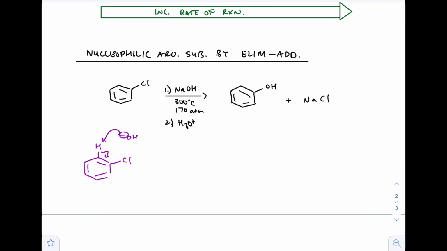But the mechanism is elimination first, right? So we're approaching it like every elimination. You remove that beta hydrogen and then it kicks out the leaving group.